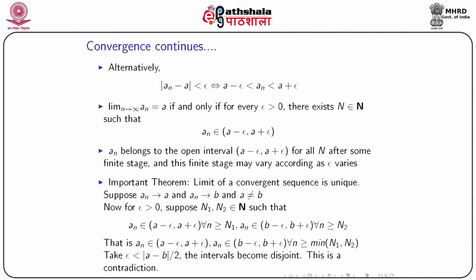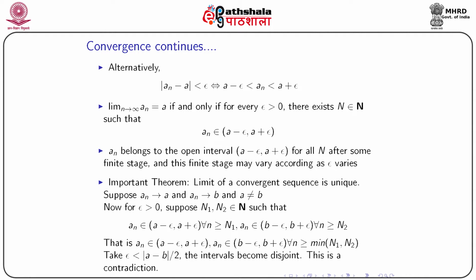And this will happen whenever n is greater than or equal to n1, and simultaneously n is greater than or equal to n2. So combining this, we are saying n is greater than or equal to the minimum of n1 and n2. Now we take the choice of epsilon to be mod of a minus b by 2.